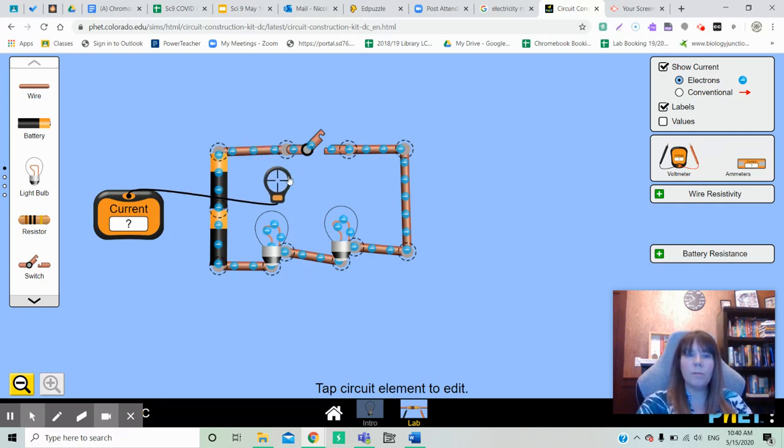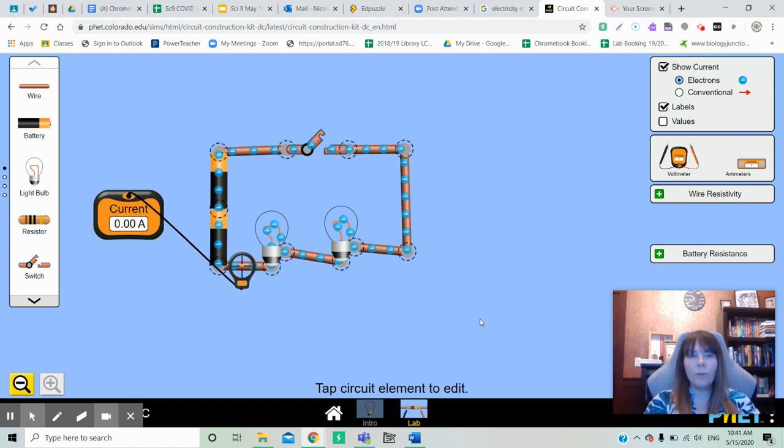So if I move to point B, again, zero. There's no current. Why? The switch isn't closed. I think you can guess what happens at C and what happens at D. There we go. So as you can see, with the switch open, there's no movement of electrons because we've broken that connection. So we have no current flowing. I'm going to close my switch.